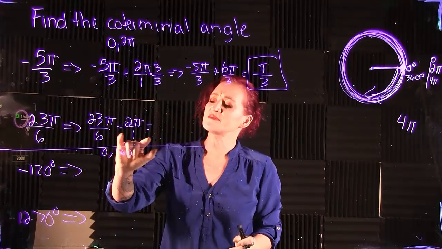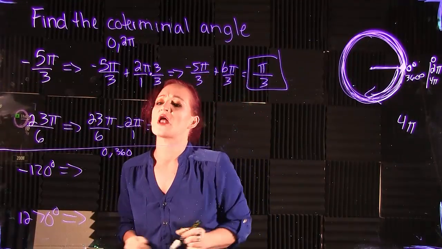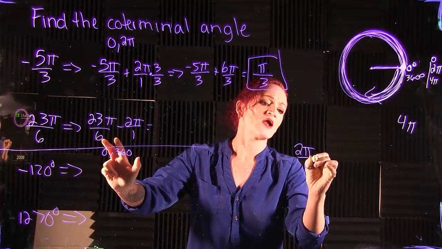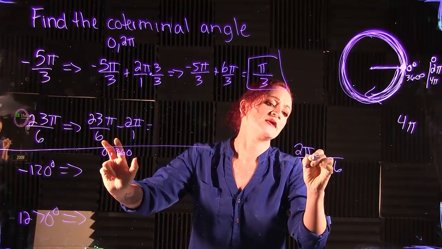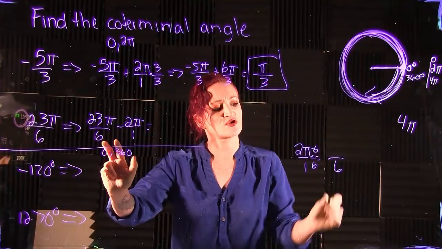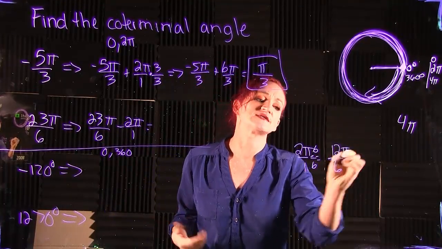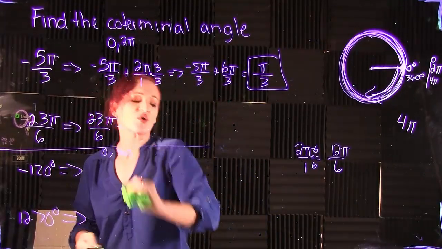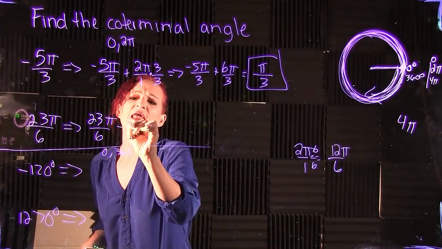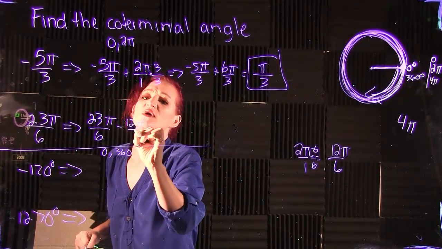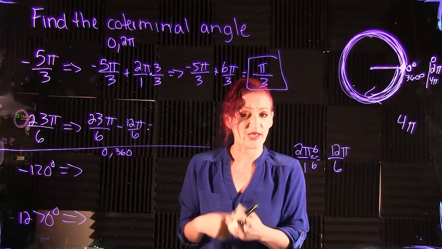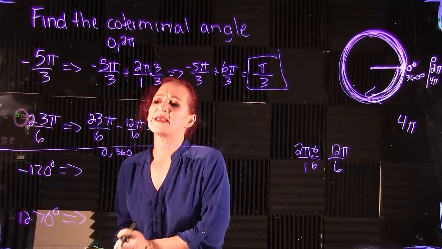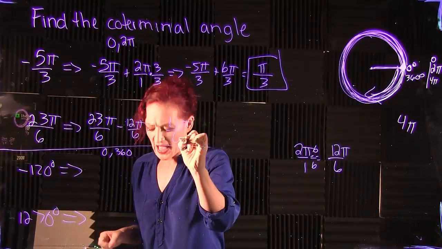Now, just to make the subtraction easier on ourselves, I'm going to need to get common denominators with the 6. So I'm going to multiply this by 6 over 6. 2 pi is the same thing as 12 pi over 6. So I'm going to write that in over here, and I'm just going to call 2 pi 12 pi over 6, so I don't have to keep converting every single time. Now when I subtract here, 23 minus 12 is 11 pi over 6.